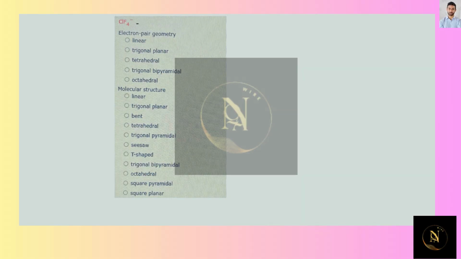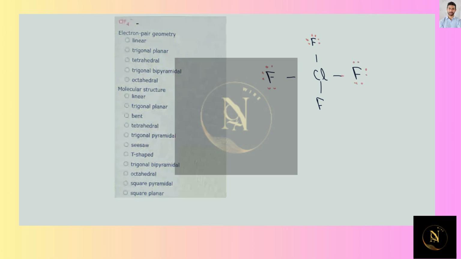Hi, so over here we want to know the electron-pair geometry and the molecular structure corresponding to the ClF4 minus ion. So first of all, let's write down the Lewis structure corresponding to this compound. I'm going to make sure that we have enough space to identify all of the lone pairs and stuff like that. So for fluorine, we're going to have 1, 2, 3, 4, 5, 6, corresponding to each of them.